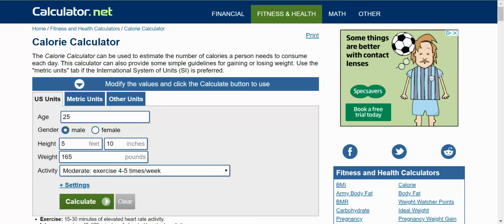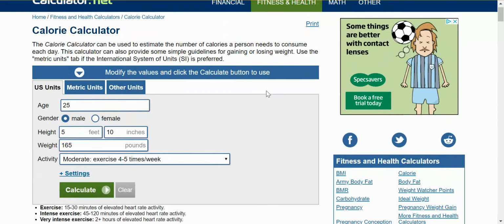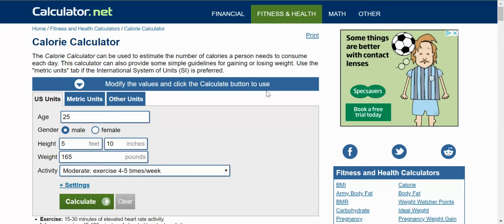So what I like to do is I like to use this particular website you can see here, which is calculator.net/calorie calculator. But anyway, you can Google it and obviously it'll take you straight to that site. Now, let's just go through this step by step, because I want to make sure that you understand this in its entirety, because like I said, it's super, super important.